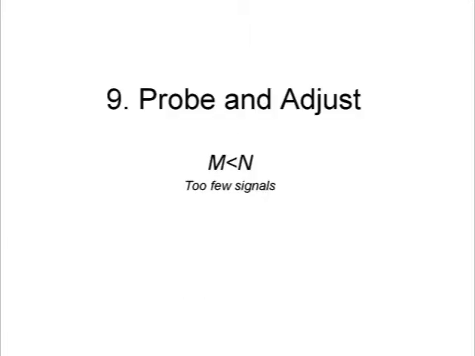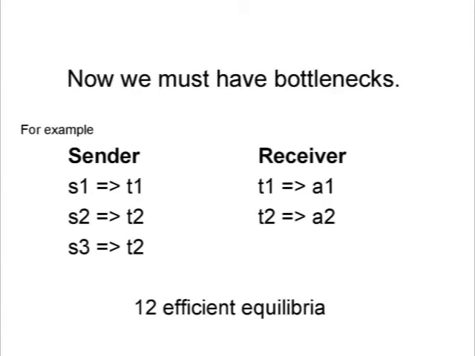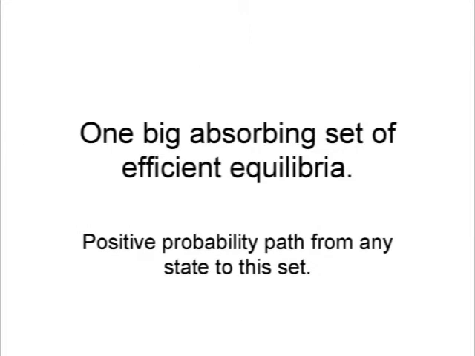In a simple situation where we have 3 signals but only 2 situations, probe and adjust can lead from A to B, and it can lead from B to A, but it can't lead out of this set. So there are multiple absorbing sets, and they're all efficient, and there's a positive probability path from any state to an absorbing set. What if there are too few signals? Now we have to have information bottlenecks.